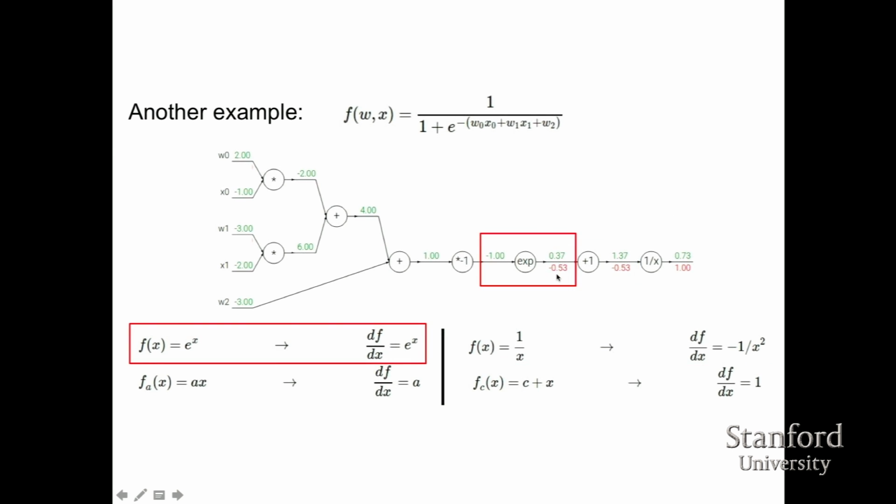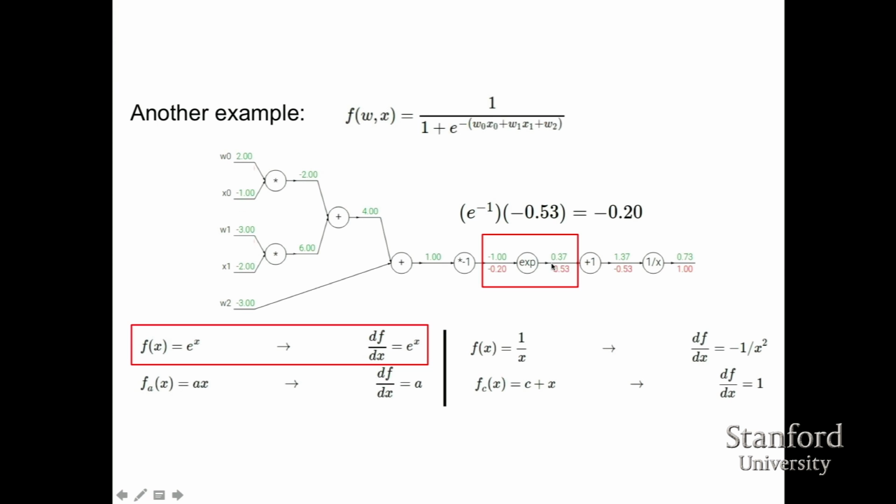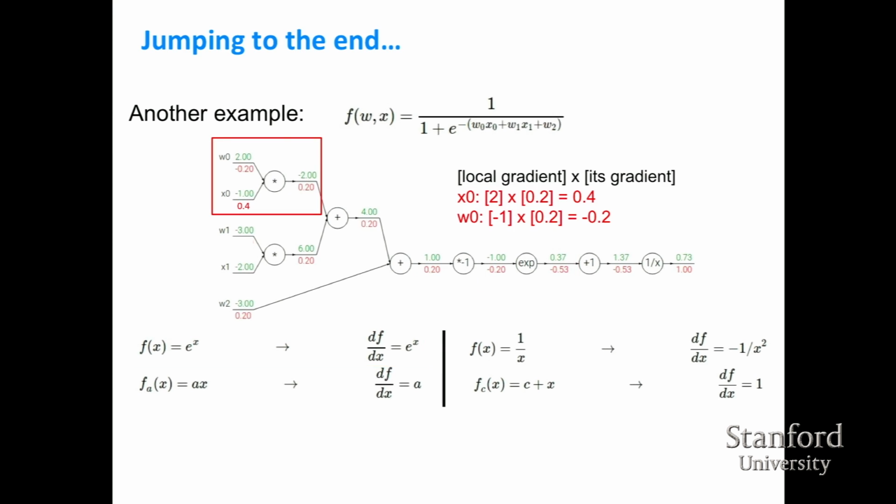Now, we move to the exponent. That's a little more interesting. So here, the derivative of e to the x is just e to the x. And we have the incoming value, which is minus 1. So that's our x. So we have e to the minus 1 times minus 0.53, the gradient signal from the higher node in the circuit. And we basically continue like this for a while and compute the same for plus, similar to this plus, and so on.